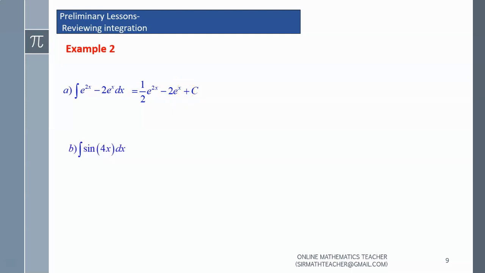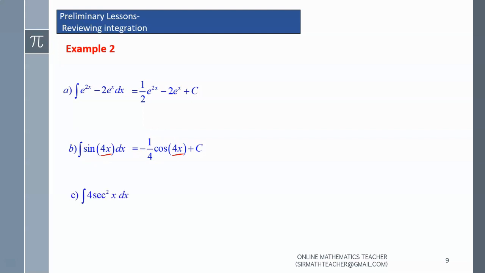Integral of sine 4x. Sine is going to change to negative cos. The derivative of 4x, this composite function here, is 4. So we're going to have to divide by that, which is negative 1/4, because sine turns to negative cos. The composite function stays the same, and we add c, a constant of integration.